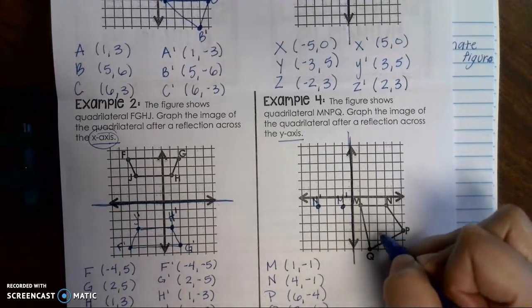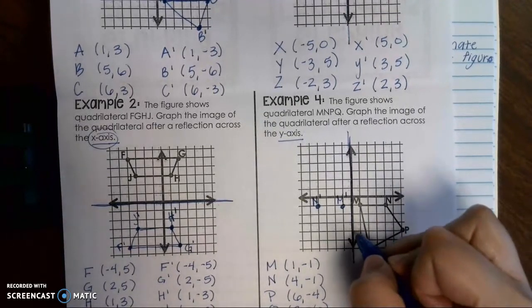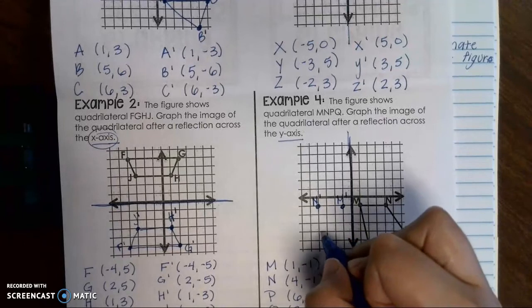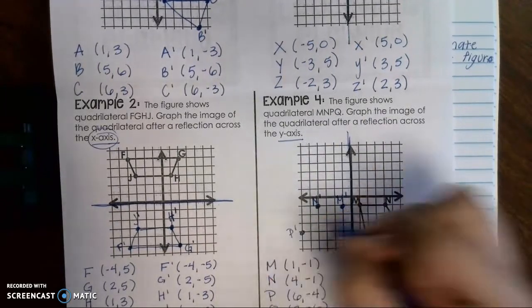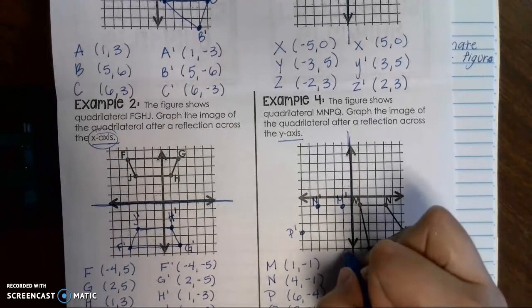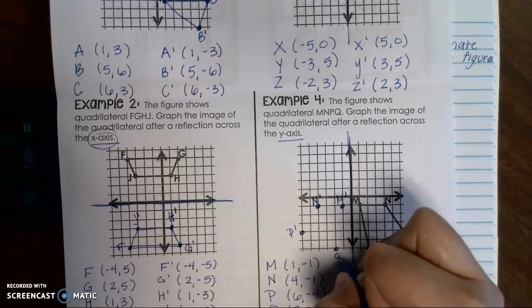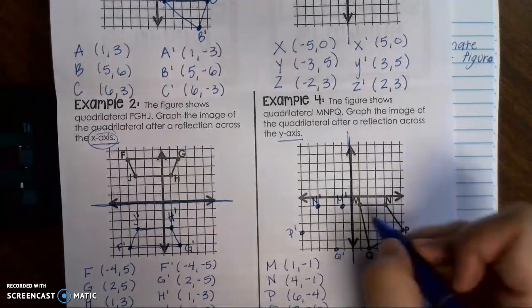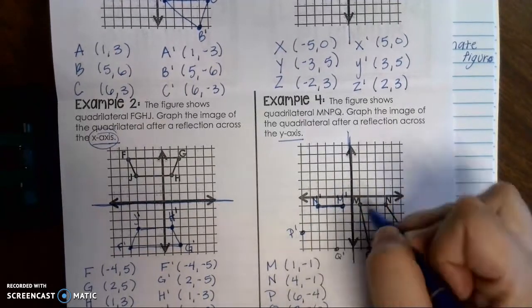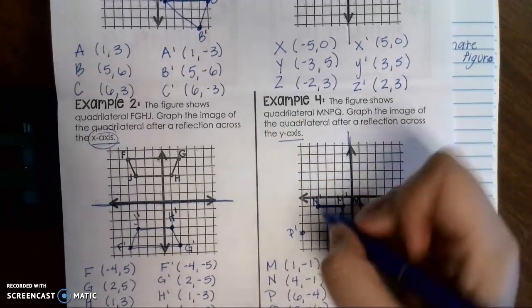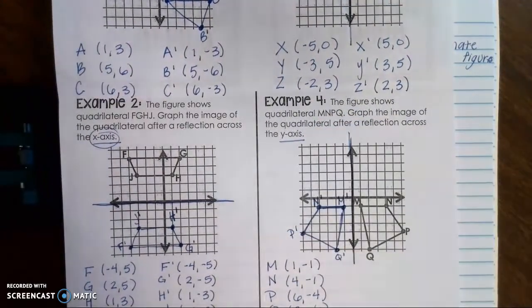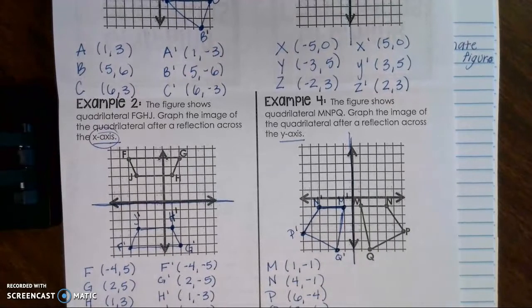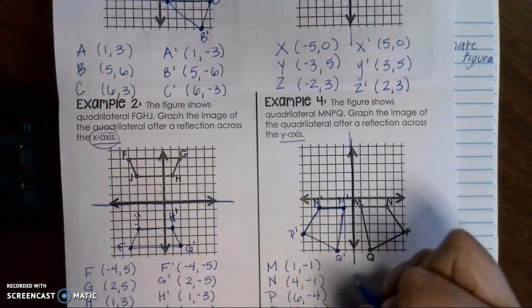P, 1, 2, 3, 4, 5, 6. That's P prime. And Q prime is 2 units away, so it remains 2 units away. You put your apostrophe, that's how we know it's the new shape. Connect your lines. You have a quadrilateral. The 2 quadrilaterals should be congruent to each other. They should look the same, they just flipped over a fixed line.